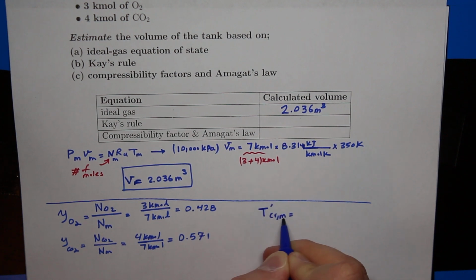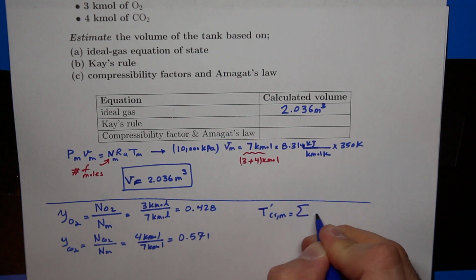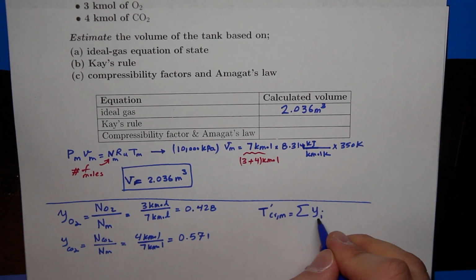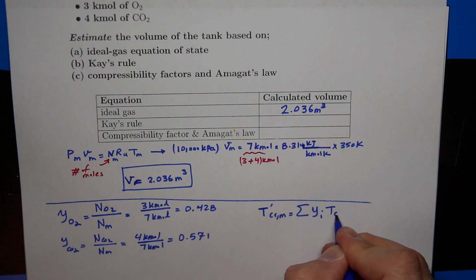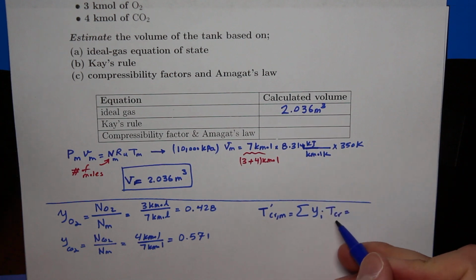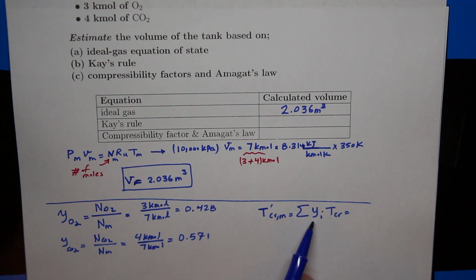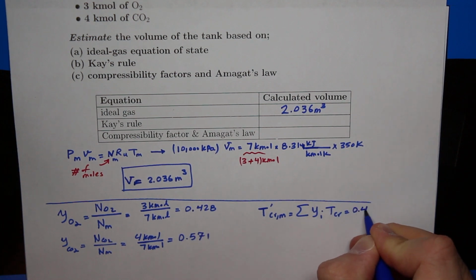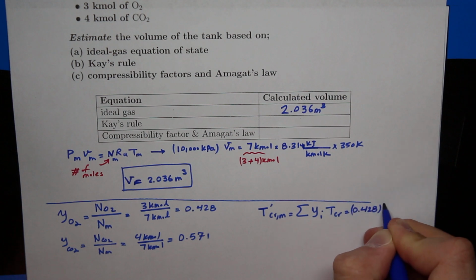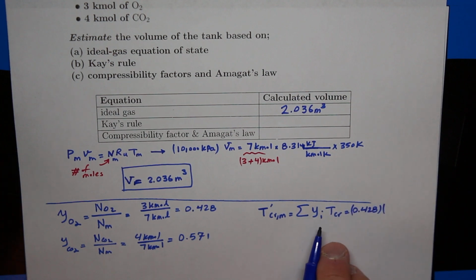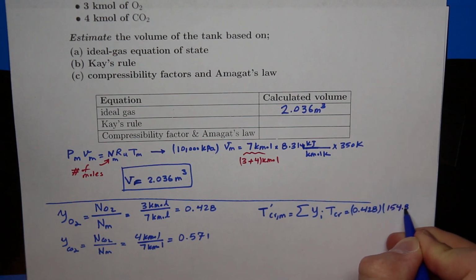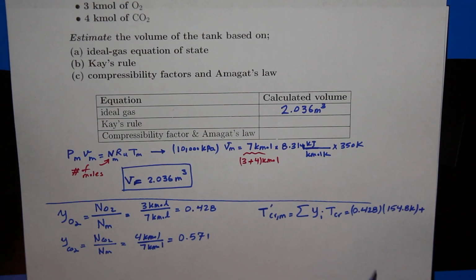Now the next step is obtaining the critical temperature of the mixture. That is T prime critical M, which is obtained by the sum of mole fraction multiplied by the critical temperature of each of the components. So this requires me to obtain the critical temperature of each component. Starting with oxygen, my yi for oxygen is 0.428, and I go to the table and obtain the critical temperature for oxygen, which is 154.8 Kelvin, plus I do the same thing for the other component.